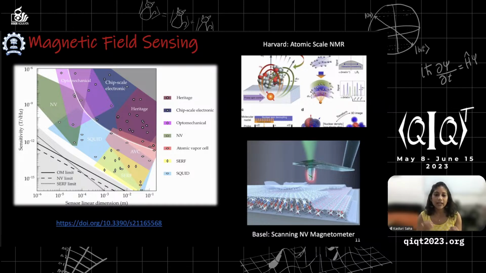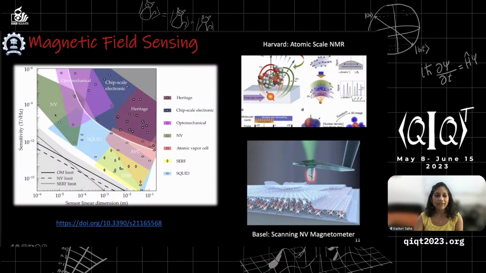For instance, you can have very sensitive sensors like the atomic vapor sensors, which can sense magnetic fields on the order of femtoteslas. Just to give you a sense of scale, femtoteslas means 10 to the power of minus 15 tesla. Earth's magnetic field is of the order of 50 microtesla, and this is several orders of magnitude lower. So you have extremely high precision magnetic field sensors.